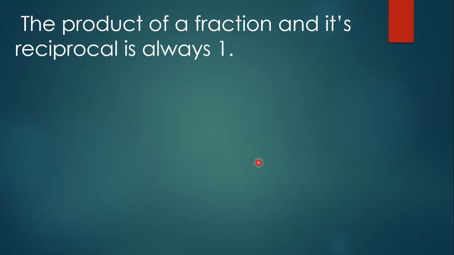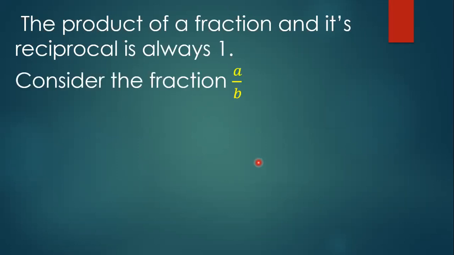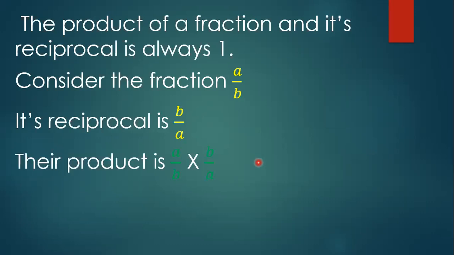Okay. Next, the product of a fraction and its reciprocal is always going to be 1. No matter if the fraction is a proper fraction, mixed fraction or anything, if you find the product of a fraction with its reciprocal, the answer would always be 1. Consider any random fraction a by b, its reciprocal b by a. When you multiply, the terms get cancelled out and the product would be 1.